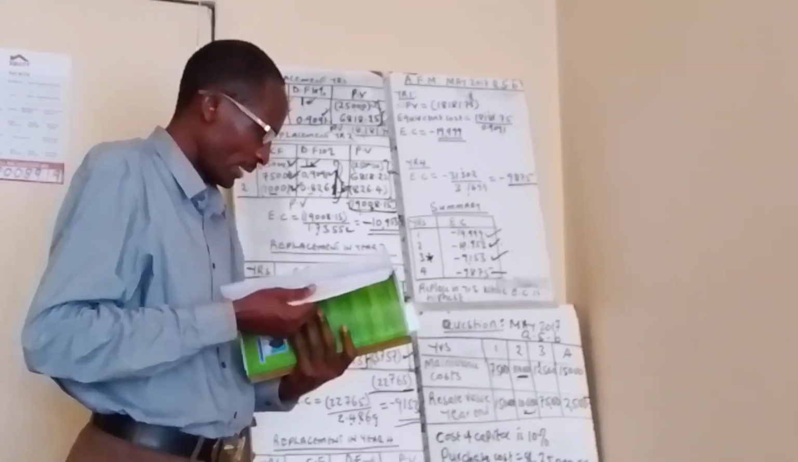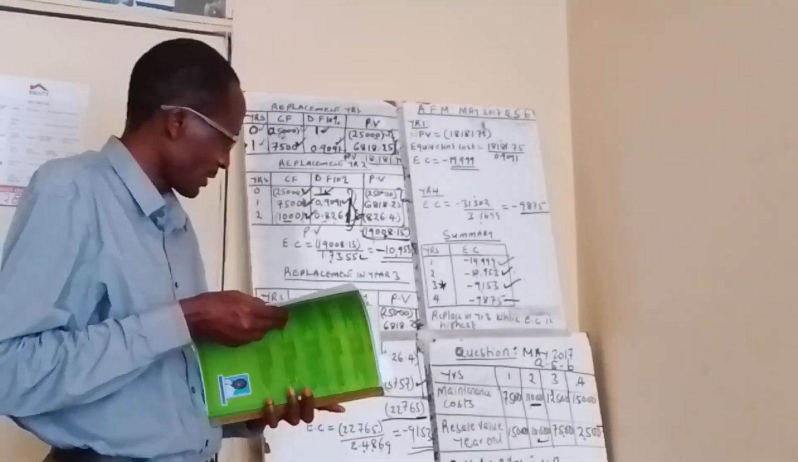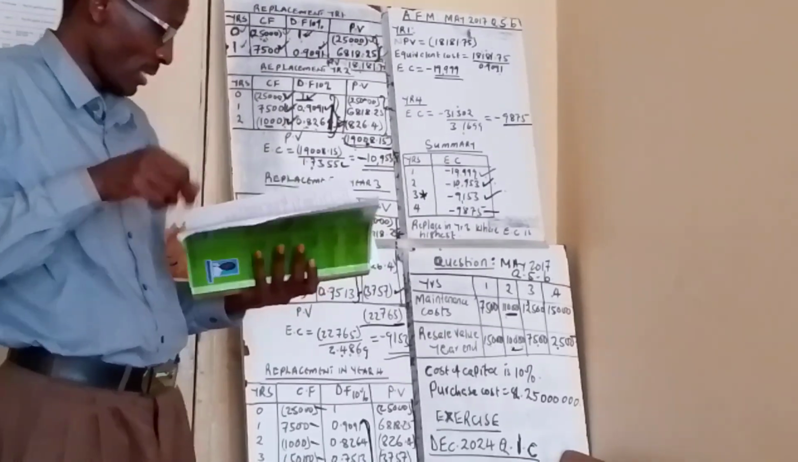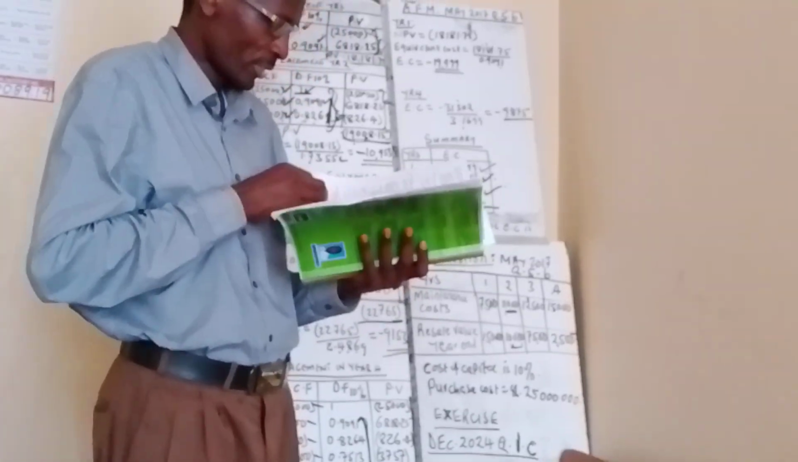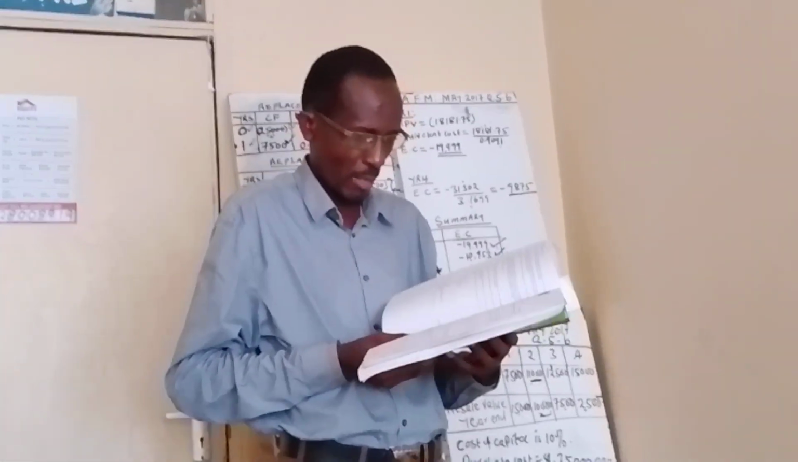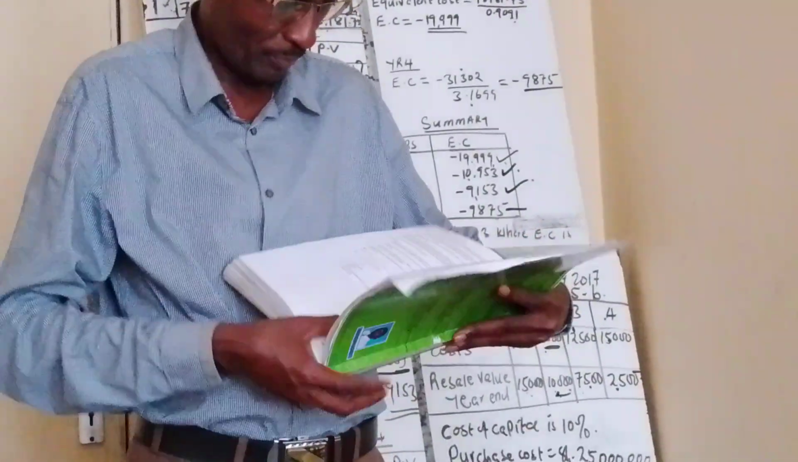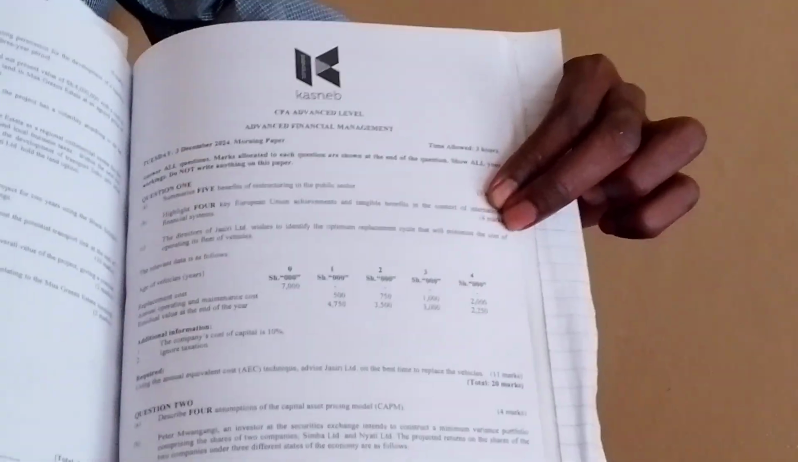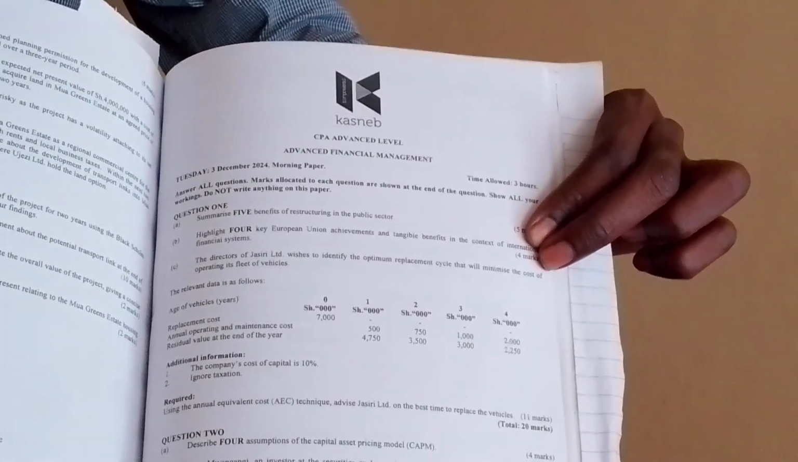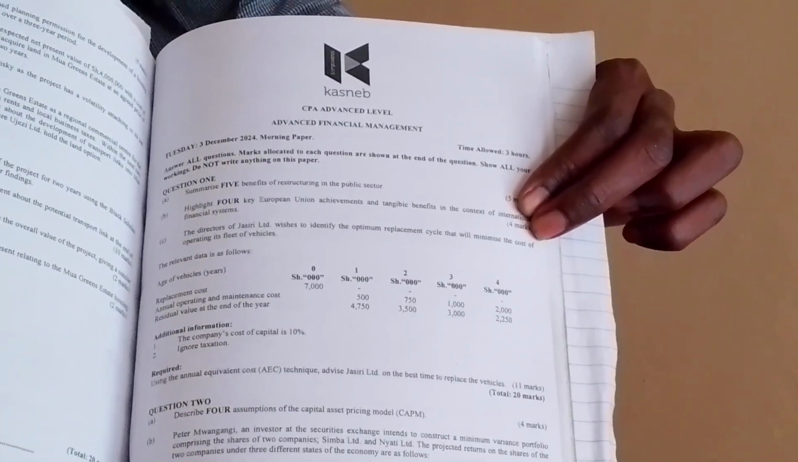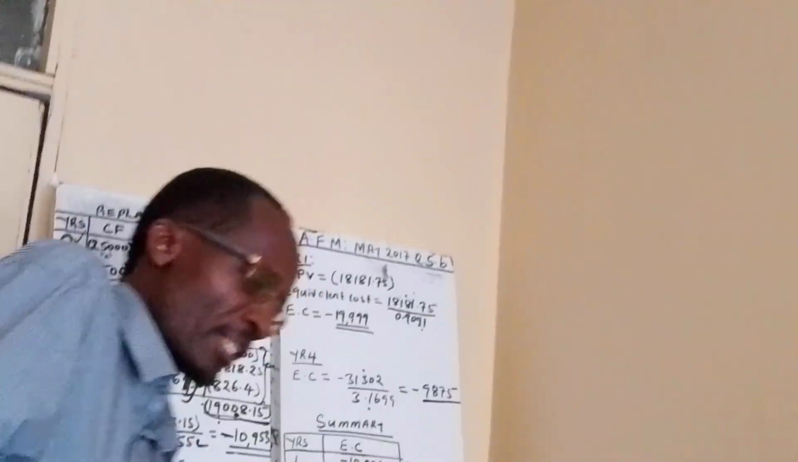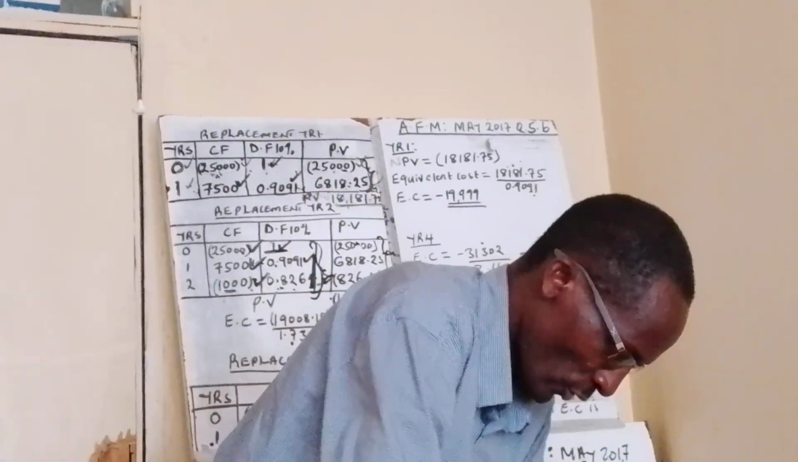Now, before I leave, remember to take exercise December 2024, question number 1C. Maybe you can take it. Is it legible? If it is legible, number 1C is similar to what we have done. Replacement of a machine using equivalent cost. So that is the end of that.